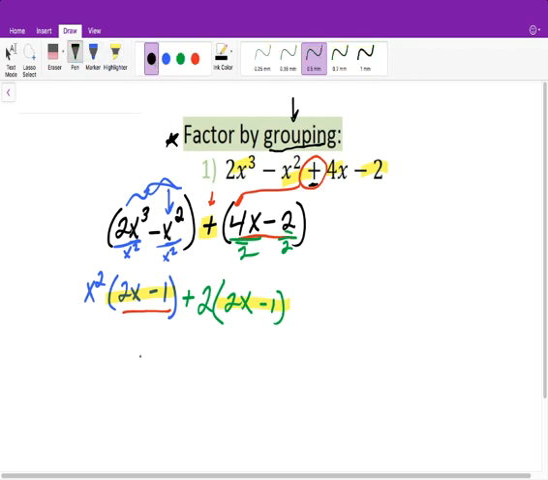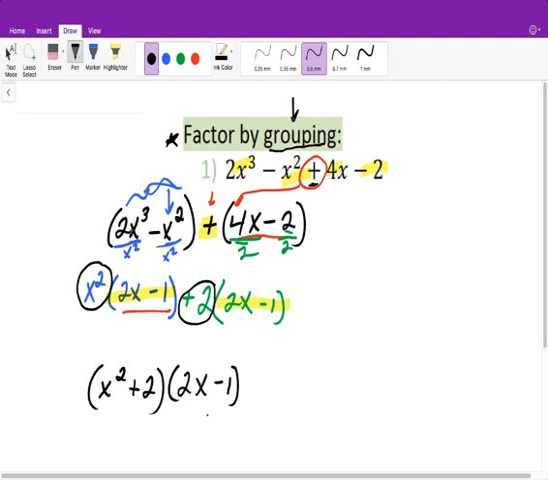Now we can finish this off. The two terms that were being multiplied to our binomial get written together in one binomial, so it's x squared plus 2. Then the binomial gets written once, and this is our final factored form. If we multiplied this together, it would bring us back to our original problem.